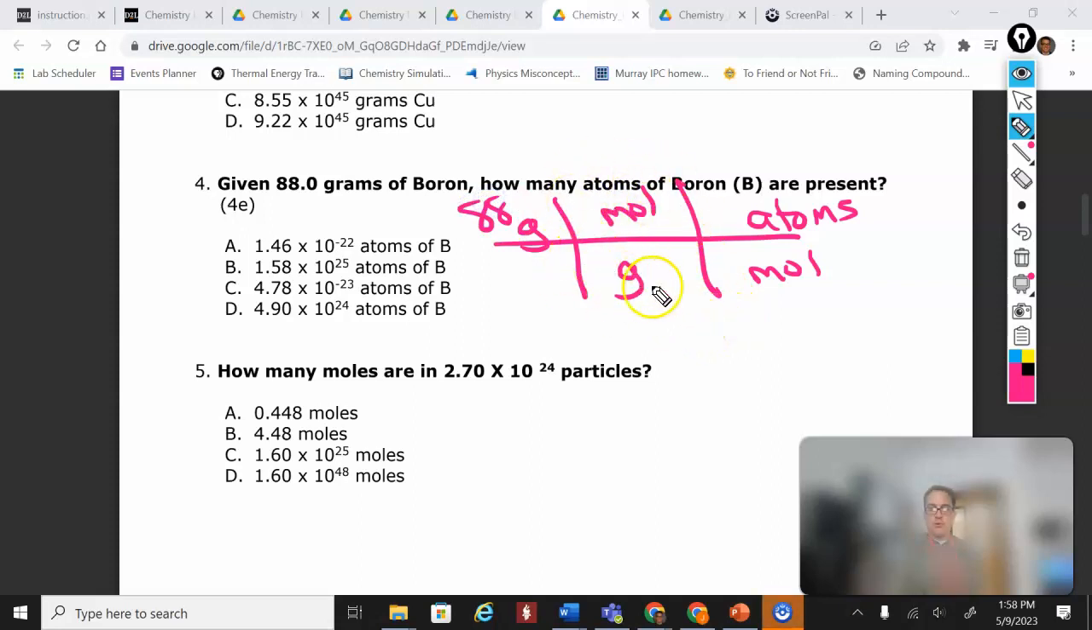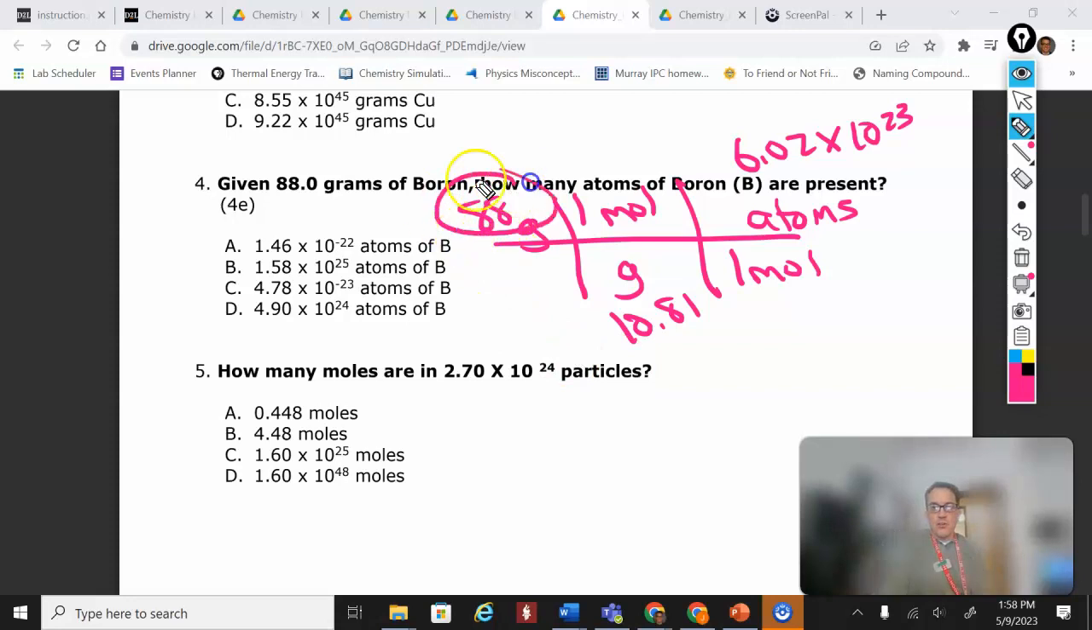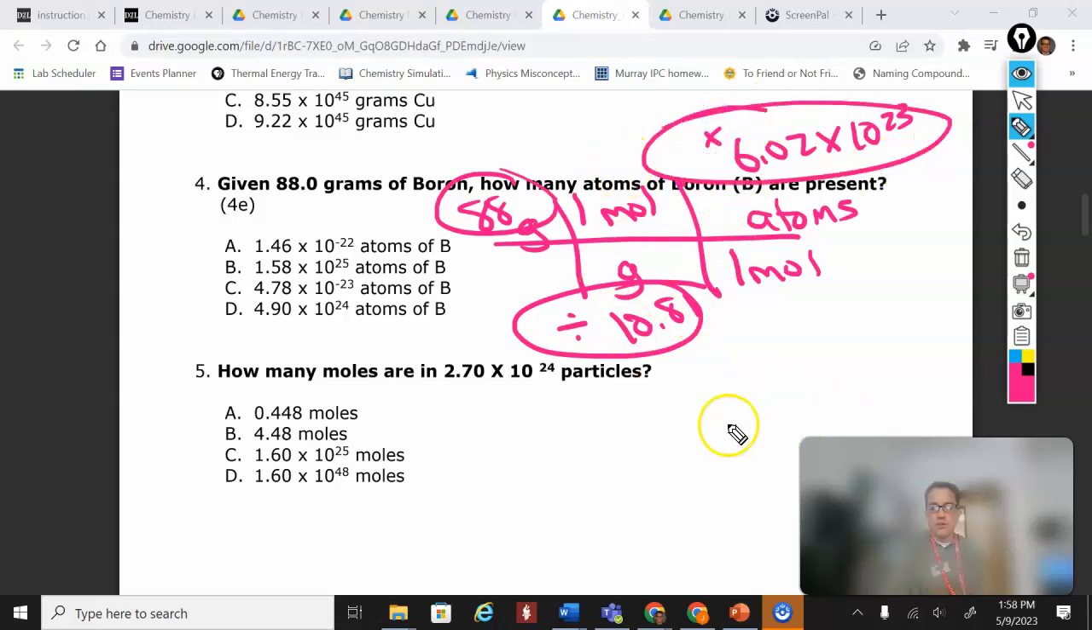Grams to moles is my molar mass. So 1 mole of boron, again, let's go to the periodic table. Boron's number 5, 10.81. And then the relationship of atoms and moles is that 1 mole is Avogadro's number, 6.02 times 10 to the 23rd atoms. In the calculator, start with an 88, divide it by 10.81 on the bottom, and then multiply it by the 6.02 times 10 to the 23rd on top. Should give us D, 4.9 times 10 to the 24th.